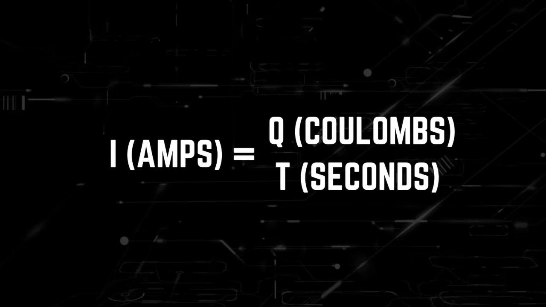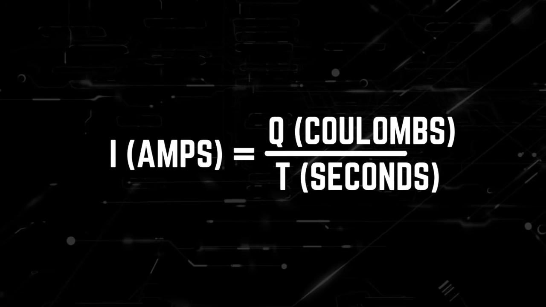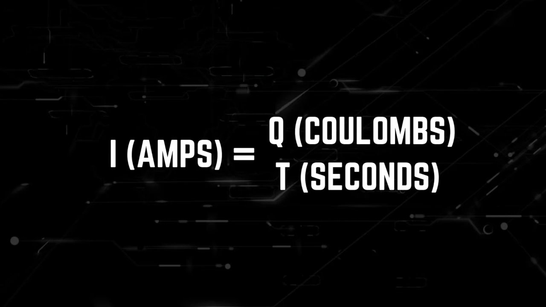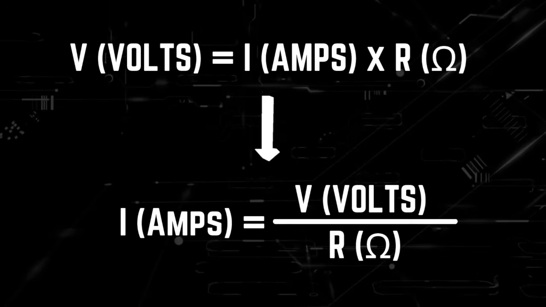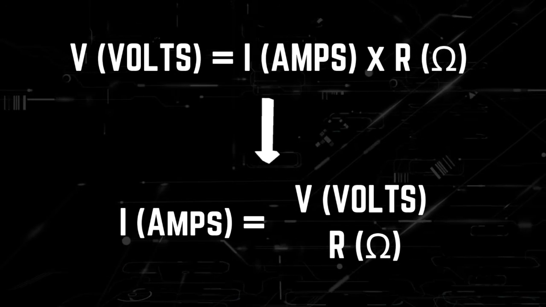The current is measured in amperes, or amps for short, and the charge and time are measured in coulombs and seconds respectively. This equation mathematically displays our definition of current earlier as the amount of charge over a given period of time. The other equation is known as Ohm's law and equates voltage to current multiplied by resistance.